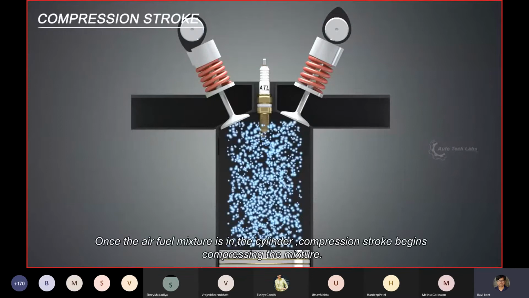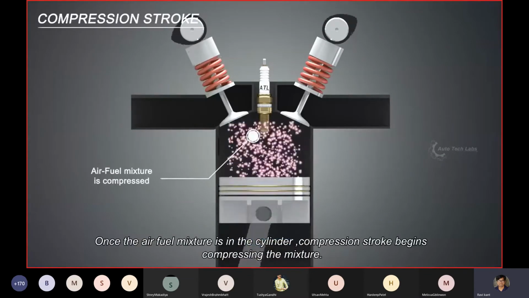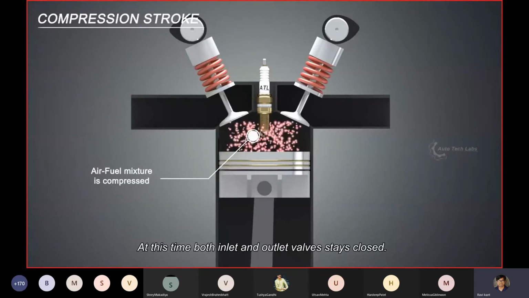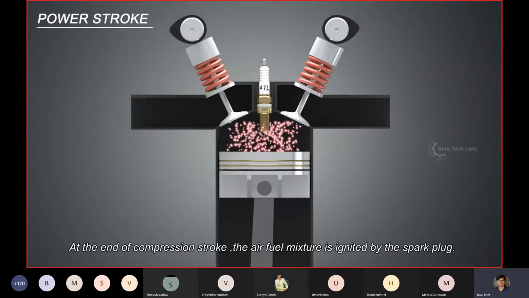Once the air-fuel mixture is in the cylinder, the compression stroke begins, compressing the mixture. At this time both inlet and outlet valves stay closed. At the end of the compression stroke, the air-fuel mixture is ignited by the spark plug.